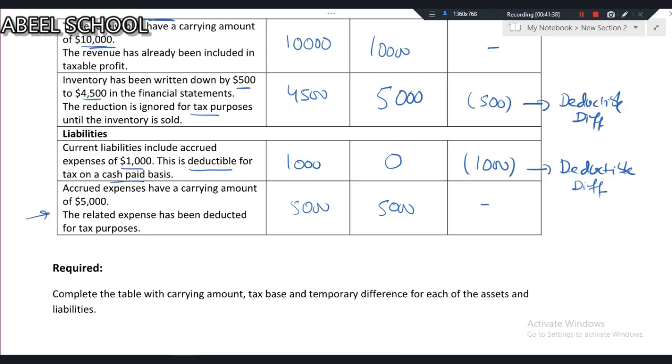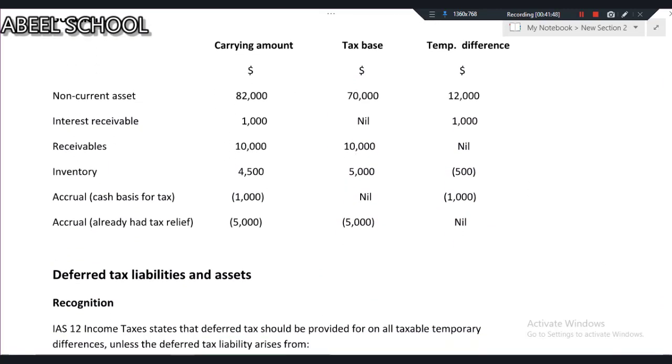Accrued expenses, the carrying amount is 5000 and the related expense is already deducted for tax purposes. Already deducted. I hope I have given the answer. Okay. So you can see this.